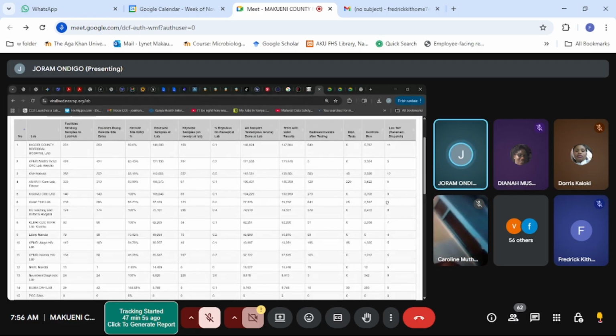So they are one of the best in ensuring that some results are released. Of course, Coast PGH with around 3 days. So they don't take long. We are the ones who take quite a lot of time with our samples in the region before they are shipped to the testing lab.